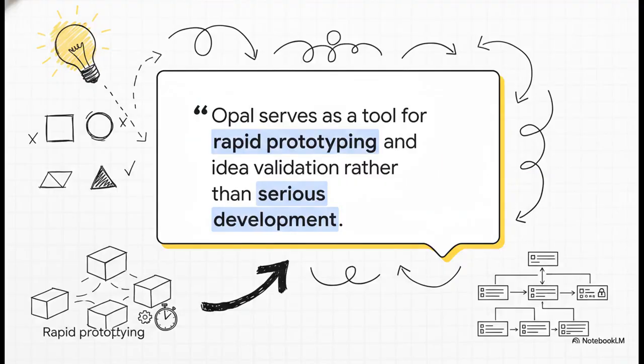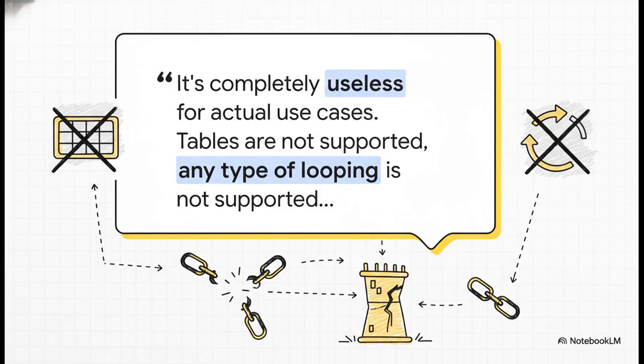The consensus from the experts is pretty clear. Robert Matsuka from Hyperdev said it well. Opal is an amazing tool for rapid prototyping. It's perfect for testing out an idea to see if it works, but it is not for building something real that you're going to launch. And if you want the, let's say, less diplomatic take, just look at what people are saying on Reddit. This one user on the vibe coding subreddit just lays it out. "It's completely useless for actual use cases." They point out that you can't even do basic things like use tables or create loops, so anything even slightly complex is just off the table.